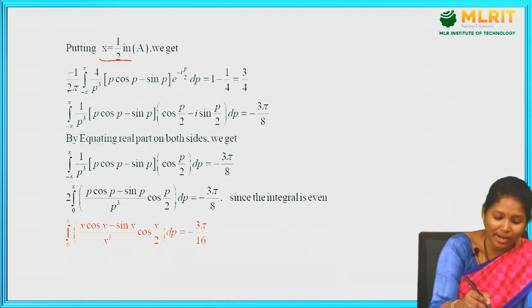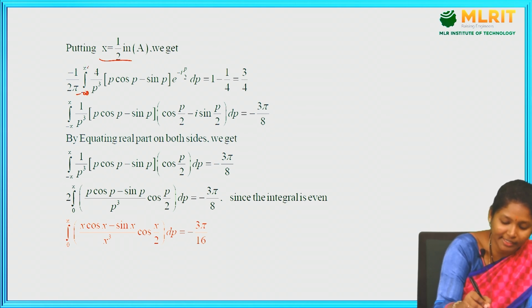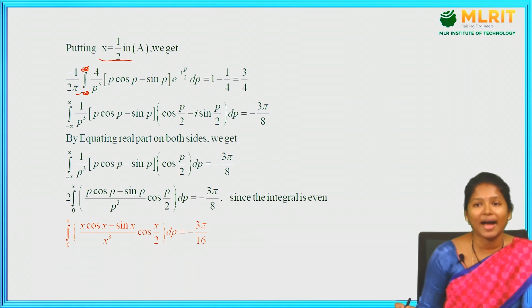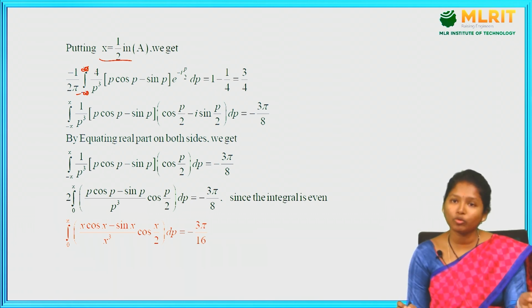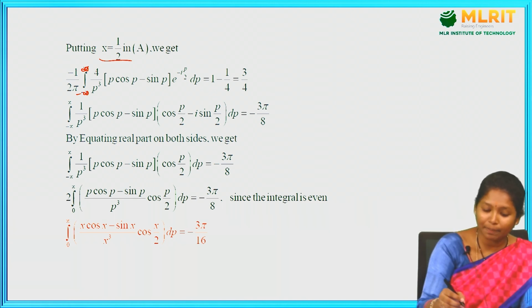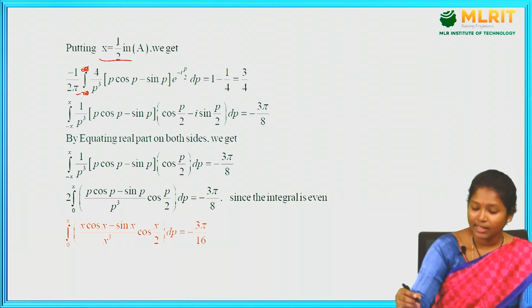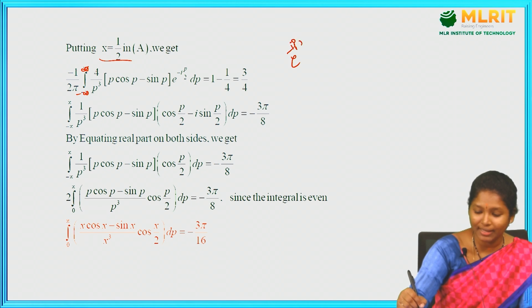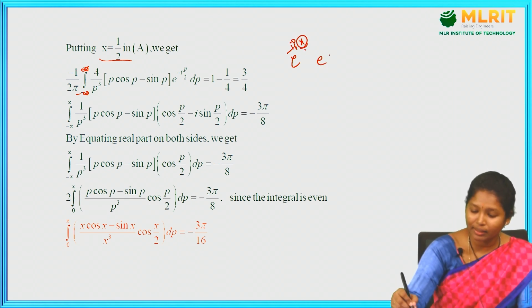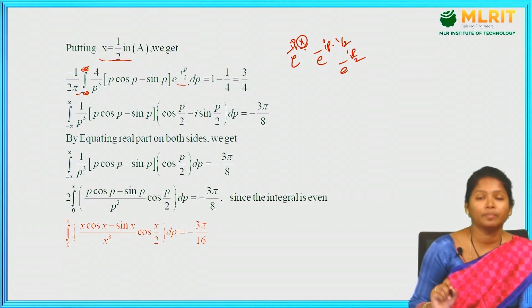So minus 1 by 2 pi integral from minus infinity to infinity of 4 by p cube, p cos p minus sin p. Here I am taking the minus common out, that's why I am getting p cos p minus sin p. In the place of x, I am substituting 1 by 2, in e power minus ipx. So I get e power minus ip into 1 by 2, that is e power minus ip by 2. This term into dp.